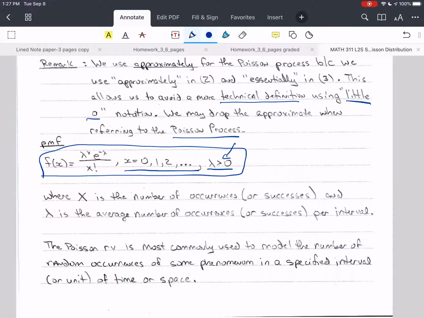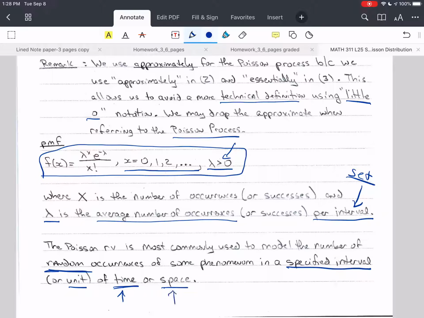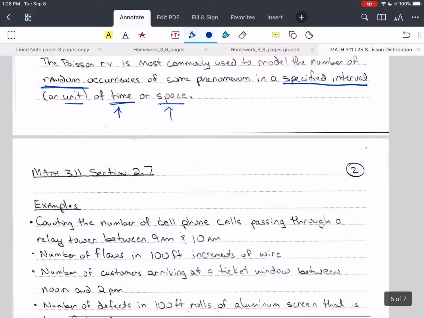And x is the number of occurrences, you could call it successes, and lambda is the average number of occurrences or successes per that defined interval. This is a defined or set interval. The Poisson random variable is most commonly used to model the number of random occurrences for some event, some random process, in a, again, specified or set interval or unit of time or space. So this interval can be time, it can be space, and let's talk about some examples of that.